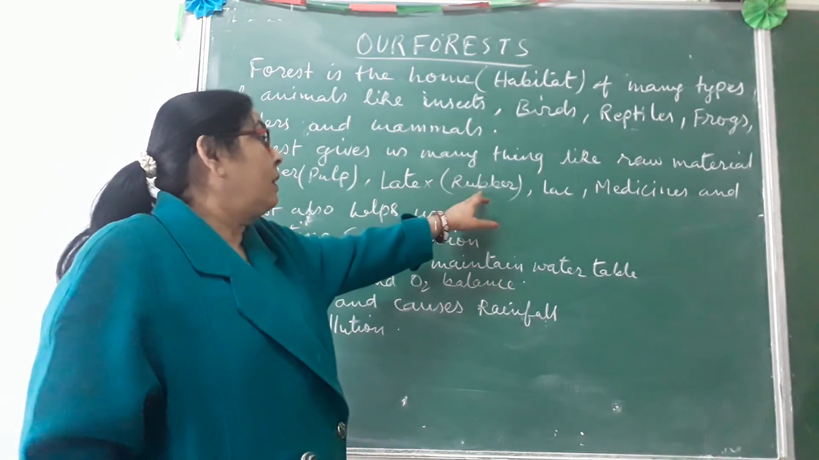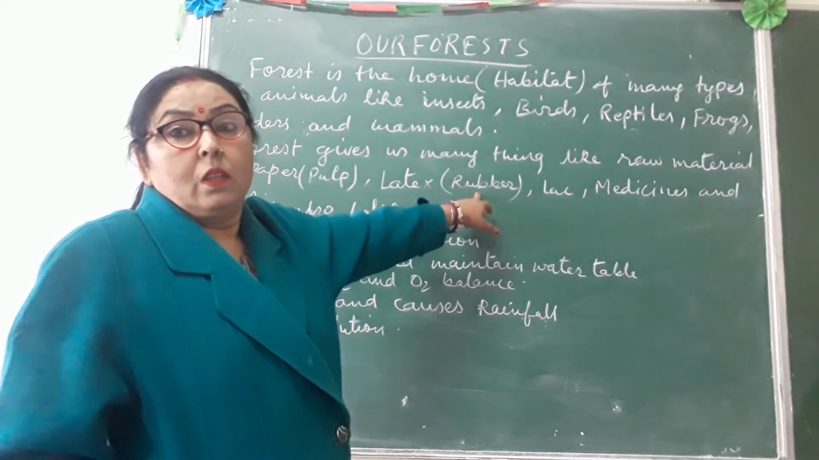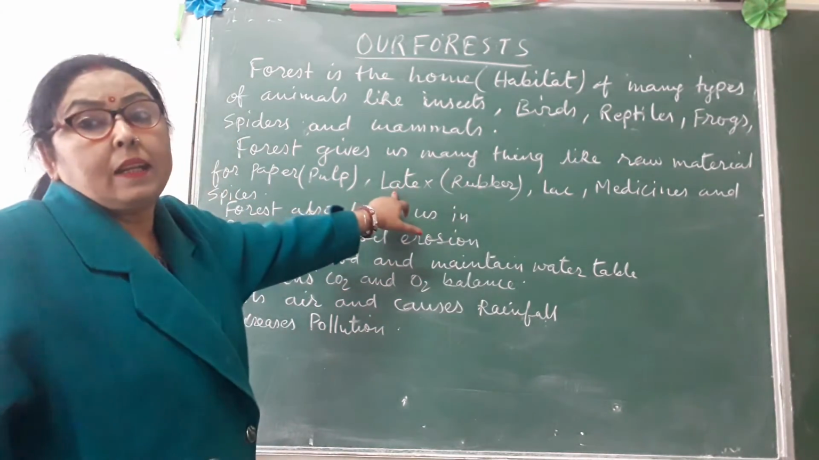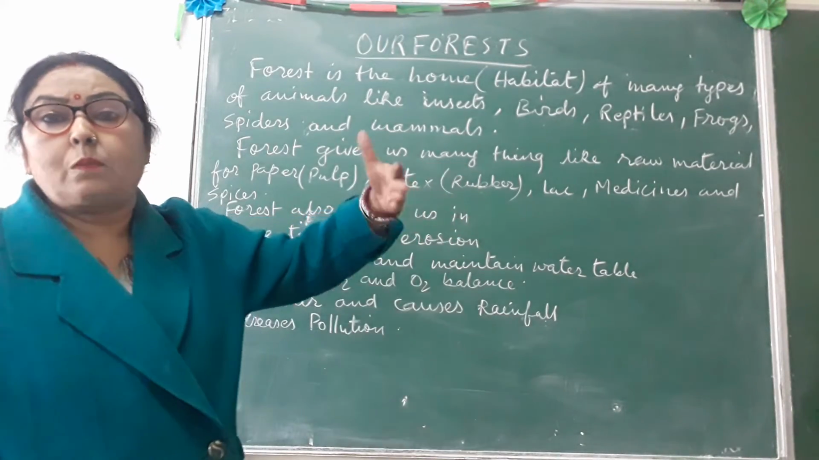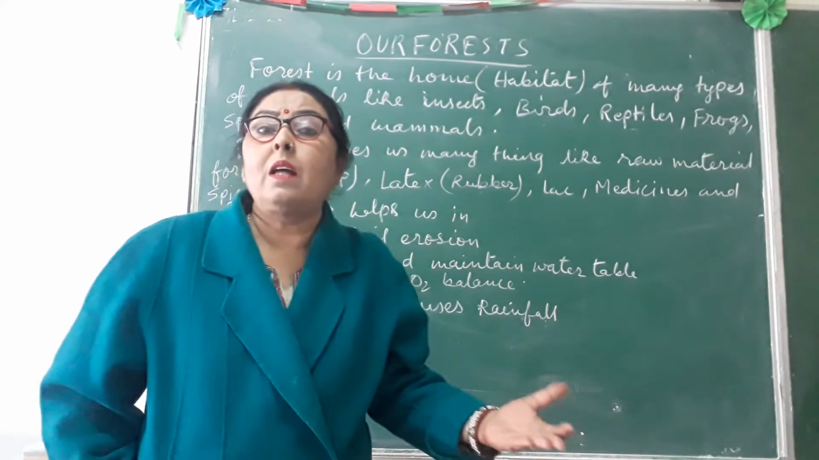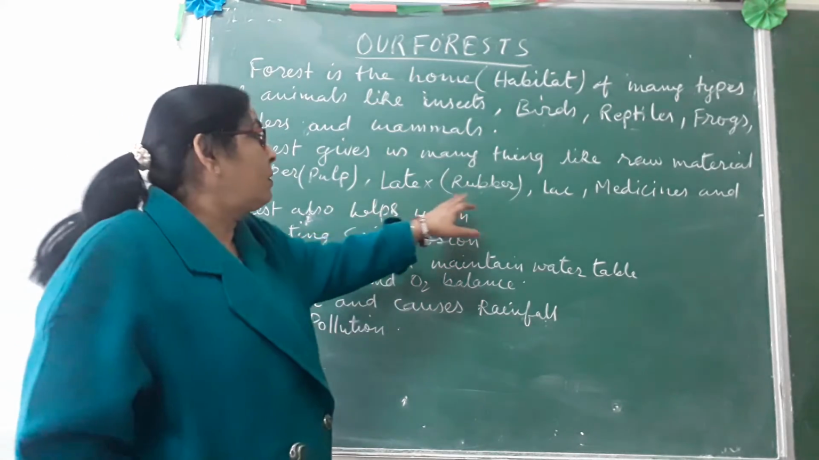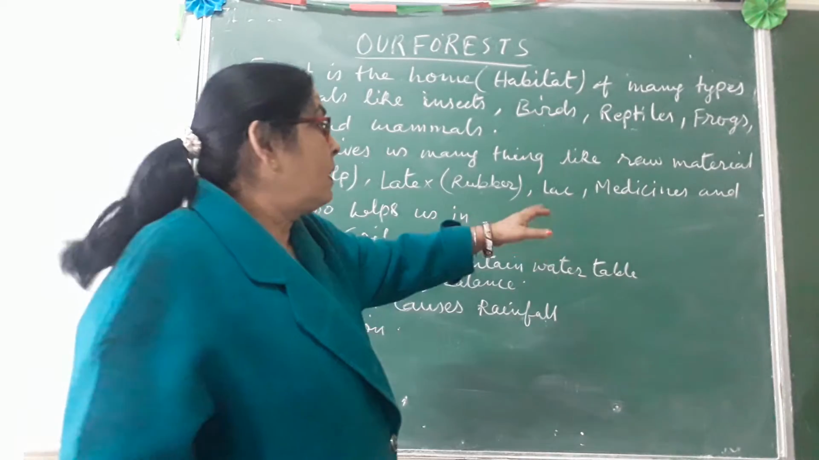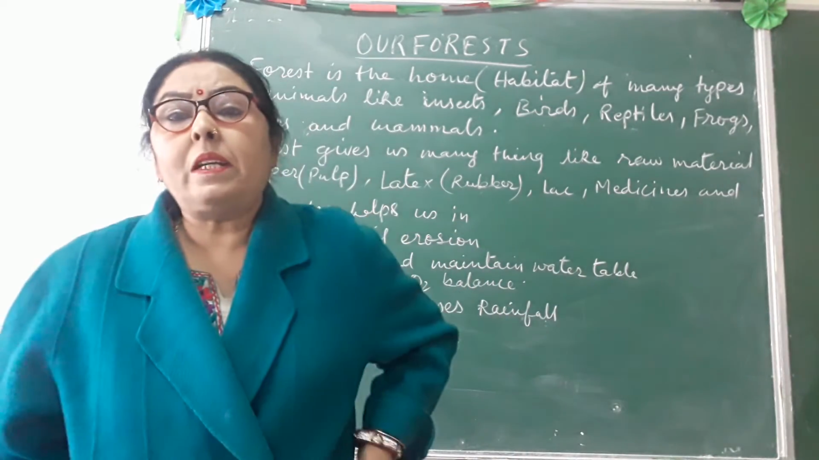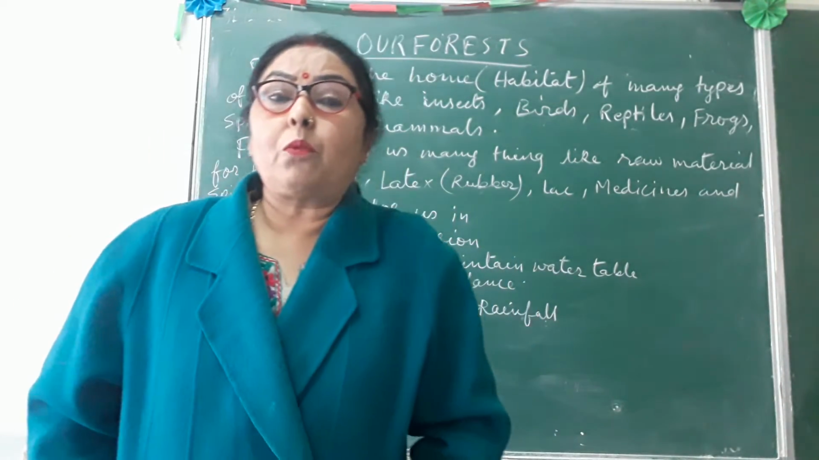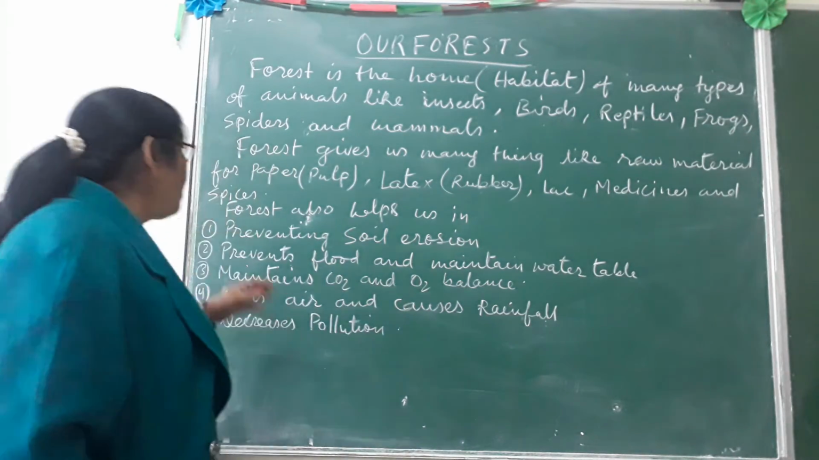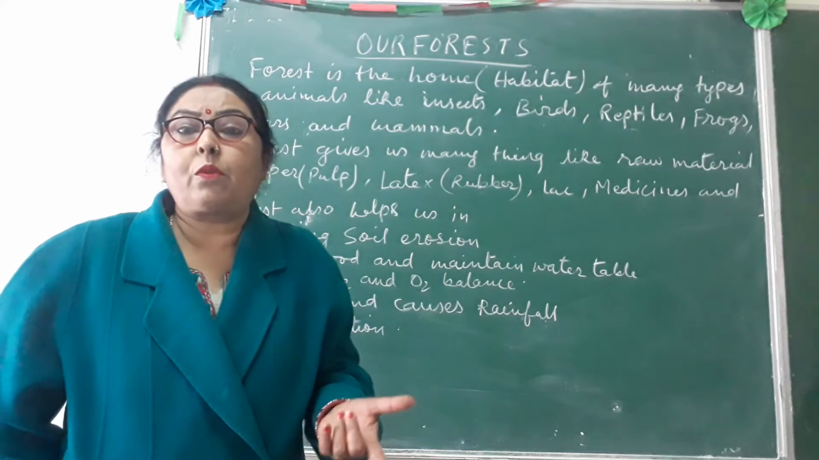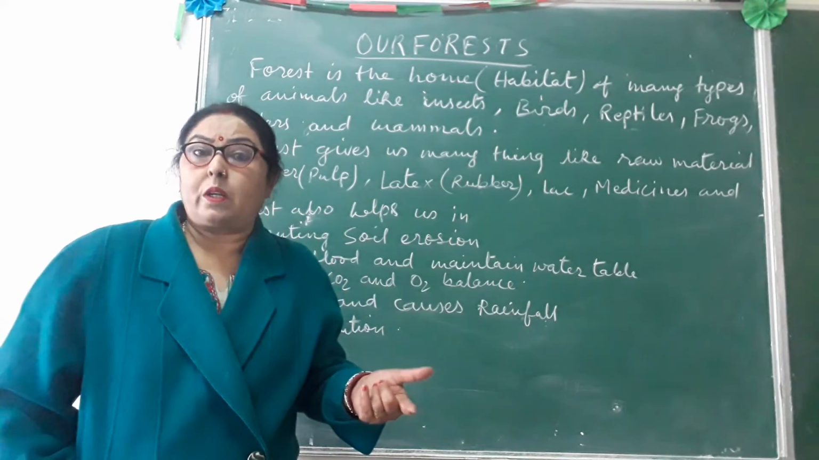Next, rubber is the most utilized object that we make from latex. Latex is the white substance which comes out from the rubber tree, and then lac. Lac is also used for many things. So many medicines we obtain from the forest, and we all know the spices. Spices are also obtained from the trees of the forest.